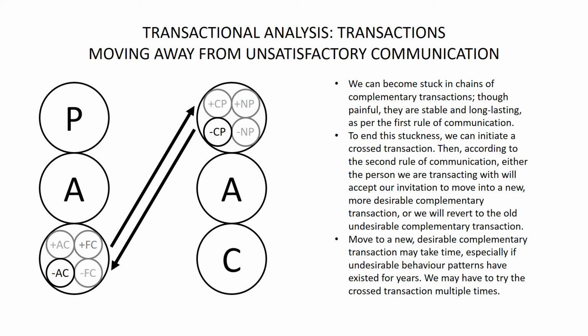Then, according to the second rule of communication, either the person we are transacting with will want to move into a more desirable complementary transaction, matching our new ego state, or we will revert to the old undesirable complementary transaction. Since moving back is not what we want, it may be necessary to move to a cross-transaction a number of times before the person we are communicating with accepts our invitation, especially if we are trying to change behaviour patterns that have existed for years or even decades.